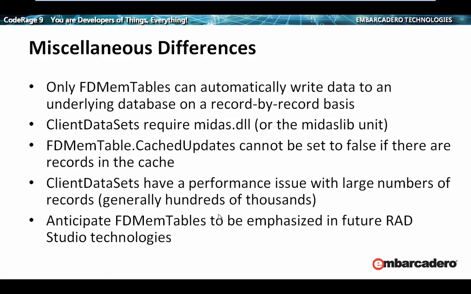Okay, other differences between client datasets and FDMemTables. Well, first of all, FDMemTables can actually automatically write their data to an underlying database on a record-by-record basis. You cannot do that with a client dataset. So the FDMemTable would point to a table adapter. The FD adapter will point to an FD command that has a select statement. The memtable will then load the data through the table adapter, and as you make changes, as long as you're not in cached updates mode, the FD table adapter will generate the necessary insert, update, and delete statements based on the record-by-record operations you're performing on the FDMemTable.